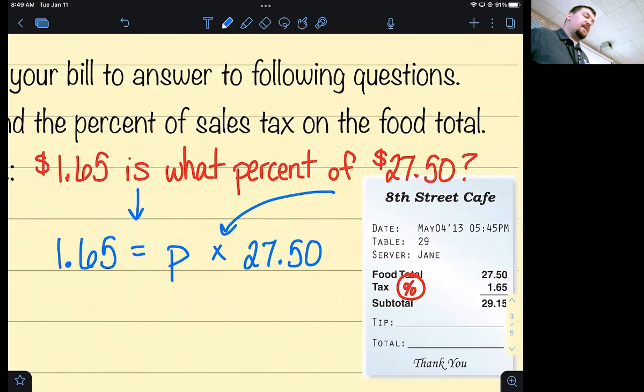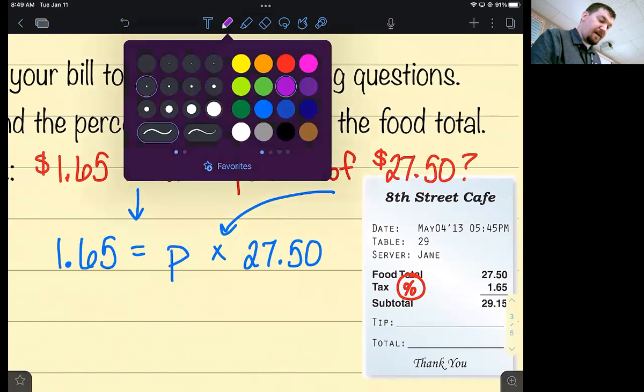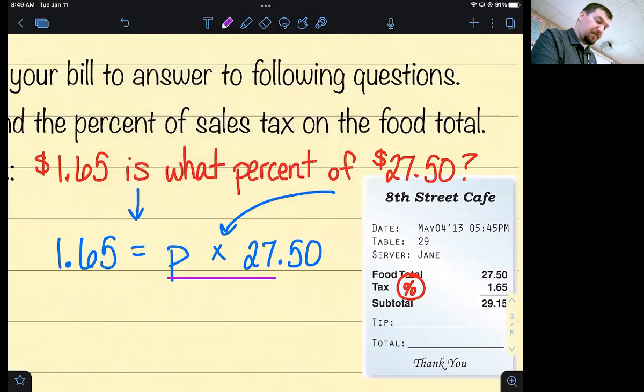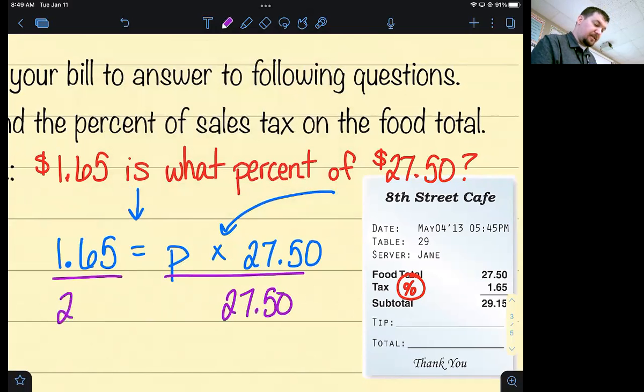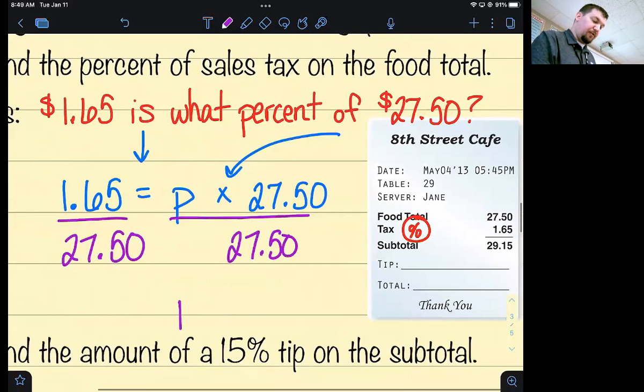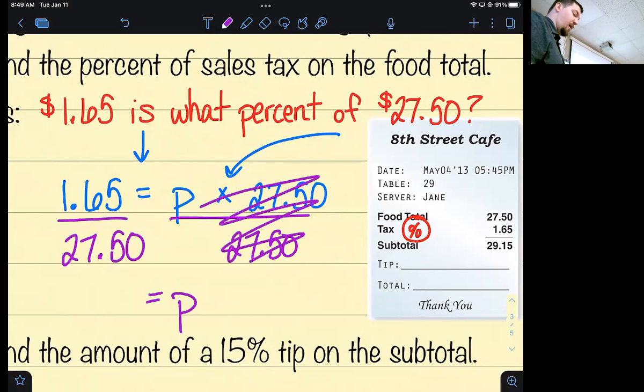We just need to solve it. Whitney, if I were to get P by itself, what would I need to divide both sides by? That's right. We're going to divide both sides by whatever's being multiplied to the P, which is $27.50. So divide by that on one side, divide by that on the other side. That's going to leave you with P equals, because this is all gone now. And then Hunter, what is 1.65 divided by 27.50?